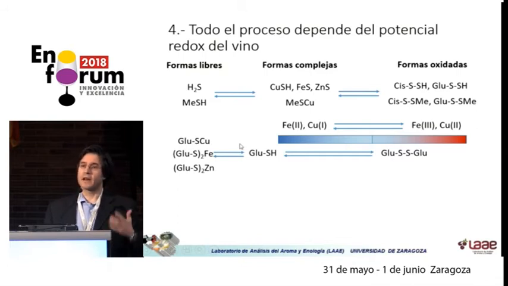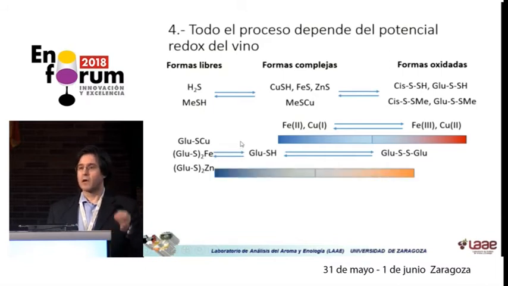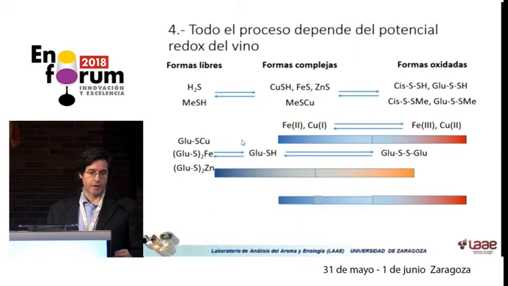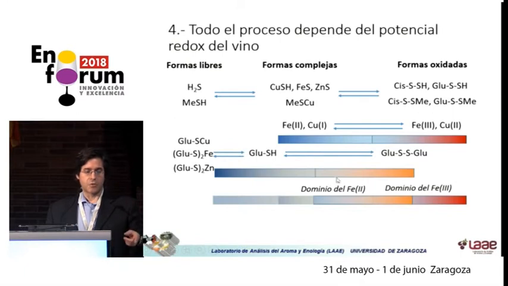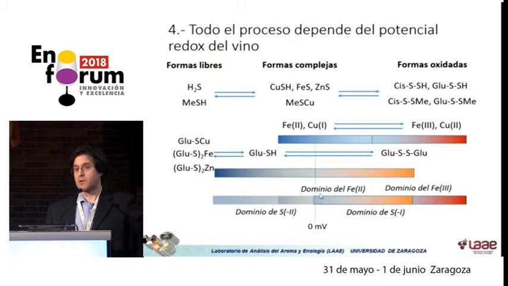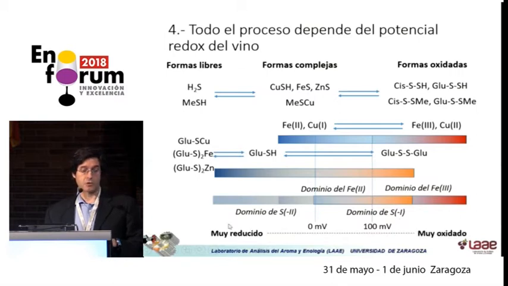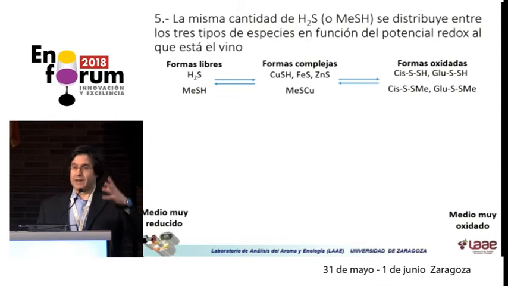All this is related to the redox potential of wine, which is due to two chemical balances, the oxidized glutathione and the reduced glutathione. What you can see here on the screen is the dominion of the iron 2 and the dominion of the iron 3, the dominion of the sulfur -2 and the dominion of the sulfur -1. This happens around 0 millivolts, and this happens around 100 millivolts. This is what we get when we have a very reduced wine, and this is what we get when we have a highly oxidized wine.